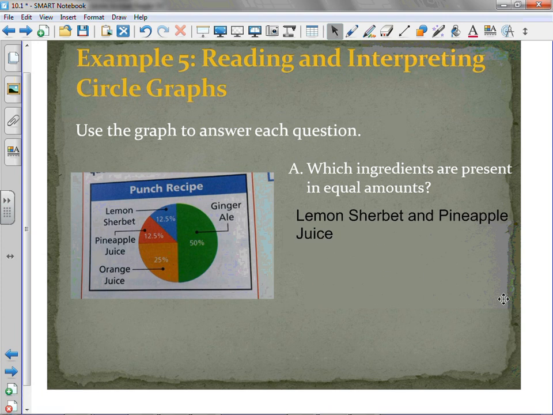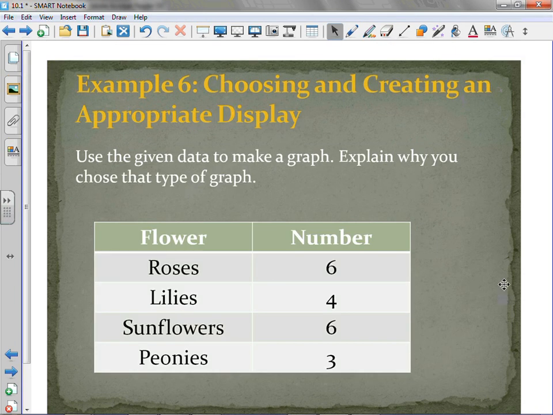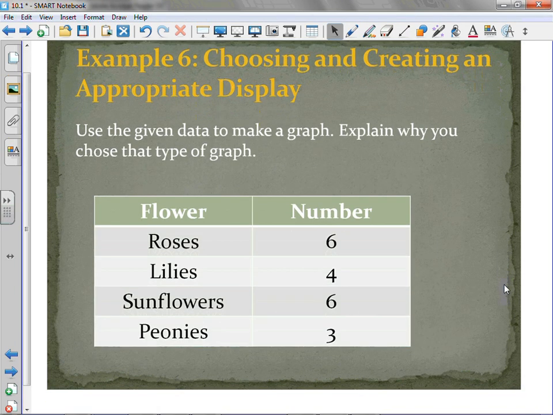Okay, so we covered the graphs that you should be able to interpret and read. Next, we're going to talk about how to display them. So the last couple problems of your homework is going to be choosing and creating an appropriate display based on the information they gave you. So here we have, I'm guessing, in a bouquet, what flowers are represented and how many of each. So in this bouquet, we have 6 roses, 4 lilies, 6 sunflowers, and 3 peonies.